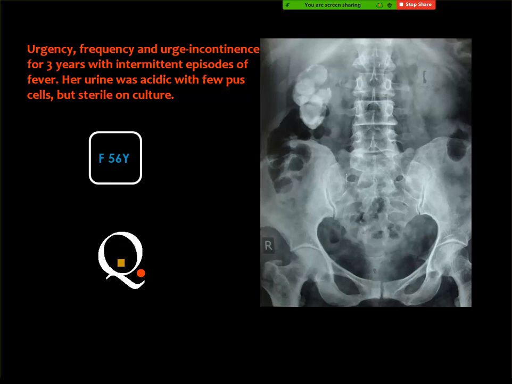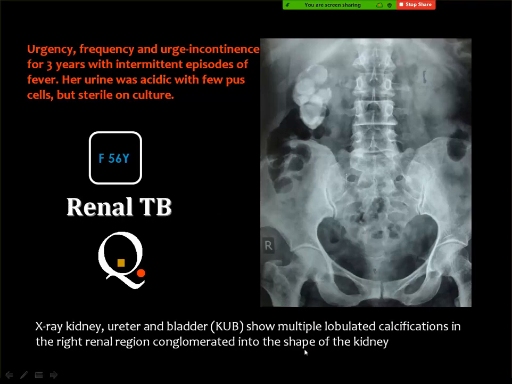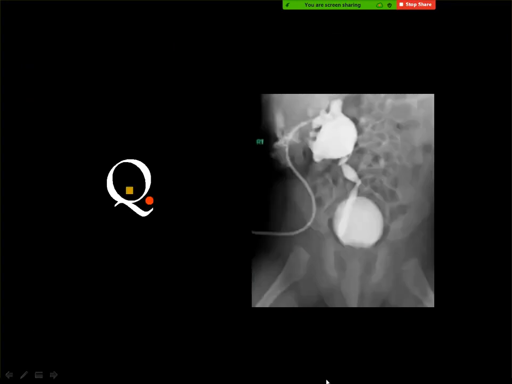TB. Fatty kidney. Yes, this is the classic appearance of renal tuberculosis. And one of the important criteria for the diagnosis of TB is what is known as sterile pyuria. You get pus in the urine, but whenever you do a culture, you cannot see an organism. This is one of the suggestive criteria.